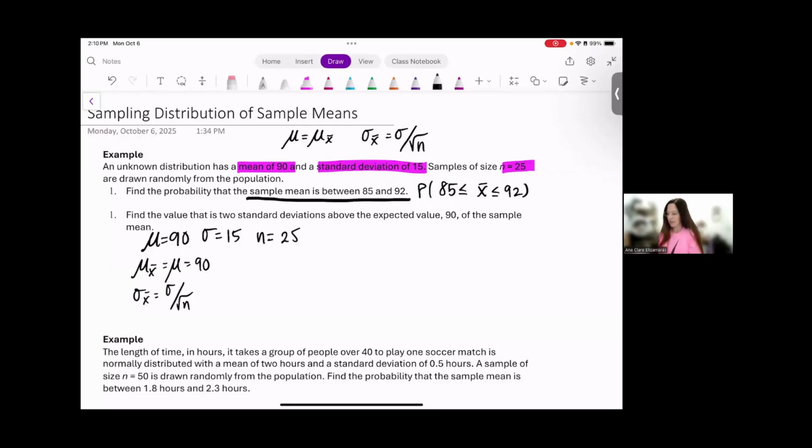If we take the standard deviation of the population, which is 15, and divide it by the square root of 25, the square root of 25 is 5, and 15 divided by 5 is 3. So now we're actually working with a mean and a standard deviation that we have, and we can calculate the probabilities. I will show those in a little bit, but I'm going to work through the next problem and then we'll do the calculator portion.